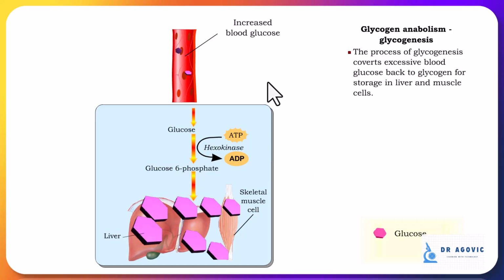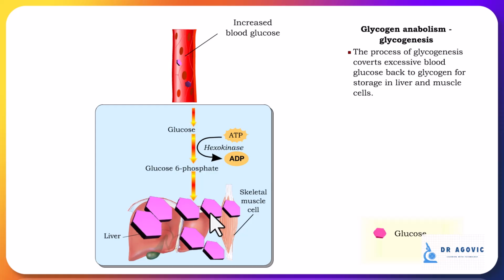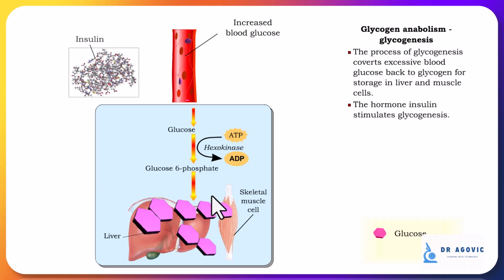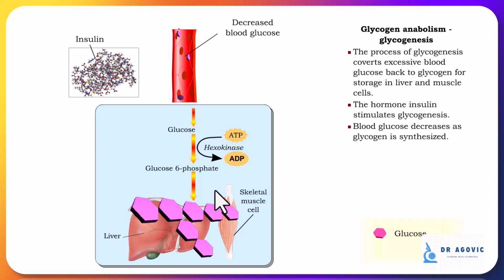When glucose is needed, glycogenesis is stimulated by the hormone insulin. As the glycogen is synthesized, blood glucose will decrease, will be removed from blood and stored in the liver and in the skeletal muscle cells.